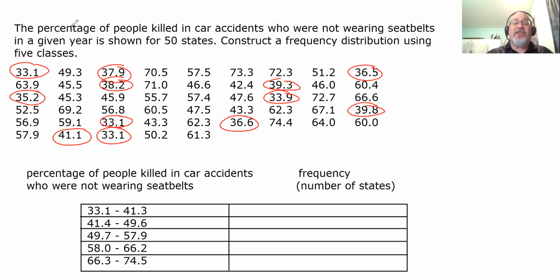And again, especially in a data set this large, it will be easy to miss values. So the circle and crossout technique is pretty important here. I think I found all the numbers between 33.1 and 41.3. If I missed some, we'll figure it out later. Let's count them. 1, 2, 3, 4, 5, 6, 7, 8, 9, 10, 11, and 12.